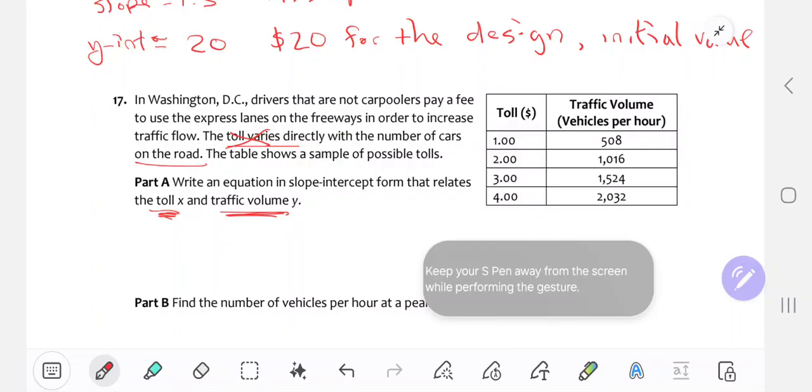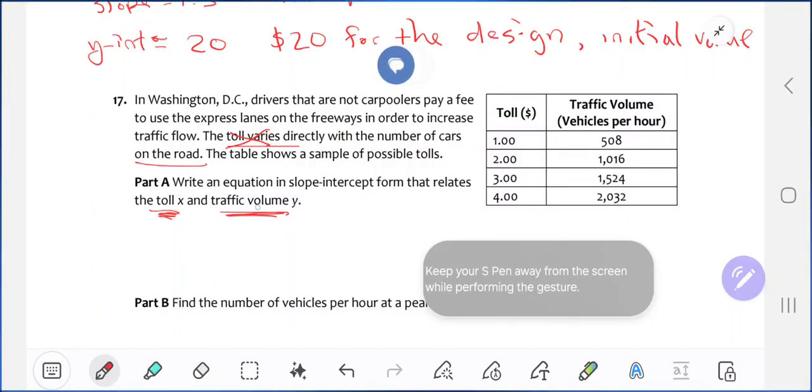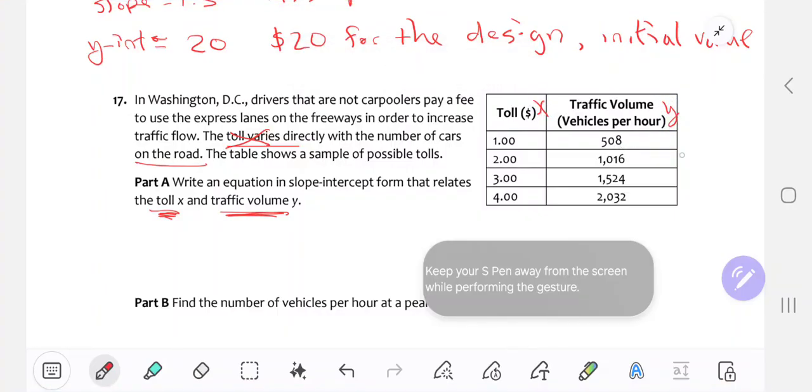All right, so since it's direct variation, we're going to divide our Y by our X. So that's 508 divided by 1. All right, so that is our constant of proportionality. So it's going to be y equals 508x. What does that mean? That means that this is $1 for every 508 cars.